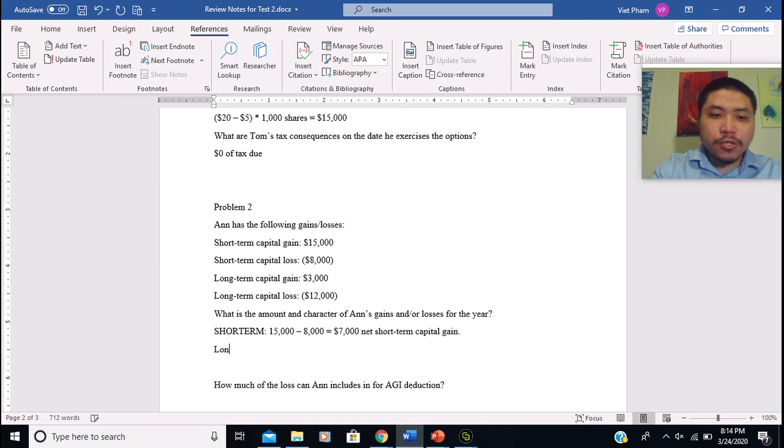And then long-term, we have $3,000 of long-term capital gain, and then subtract $12,000 of long-term capital loss. It's going to be negative $9,000. So it's going to be a $9,000 net long-term capital loss.